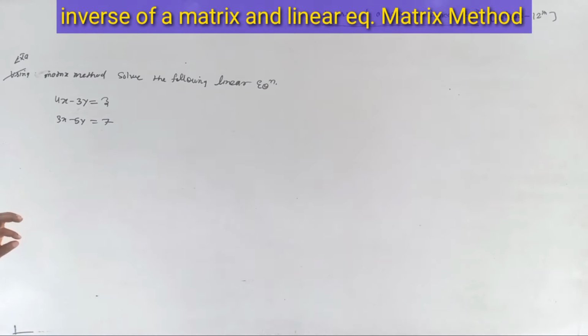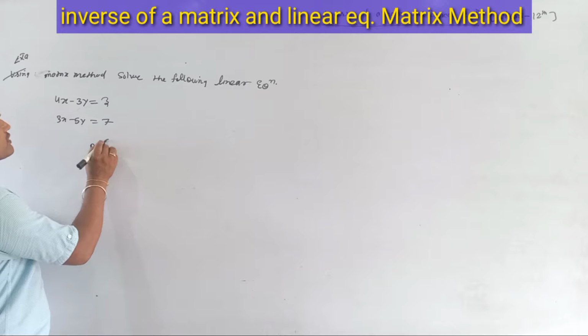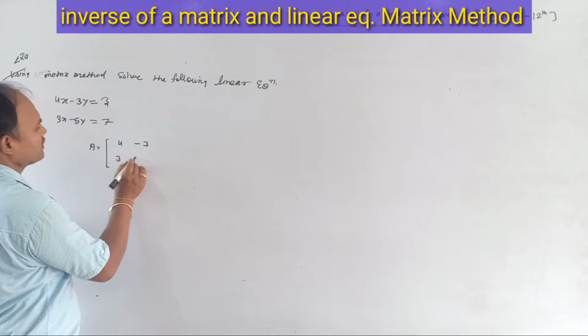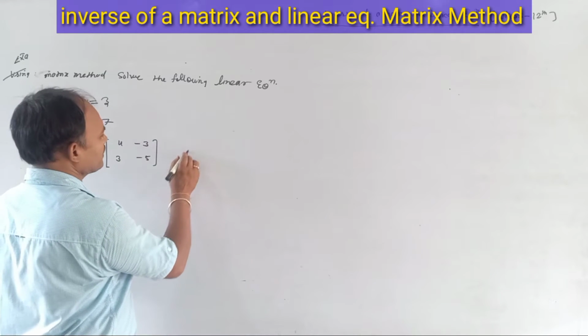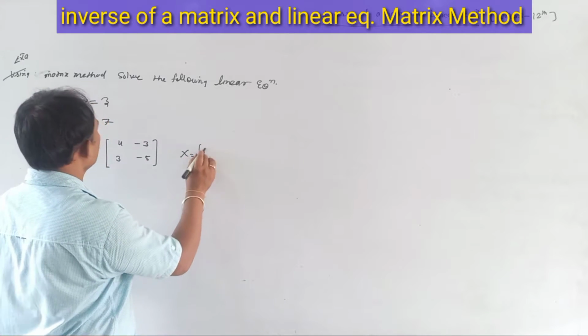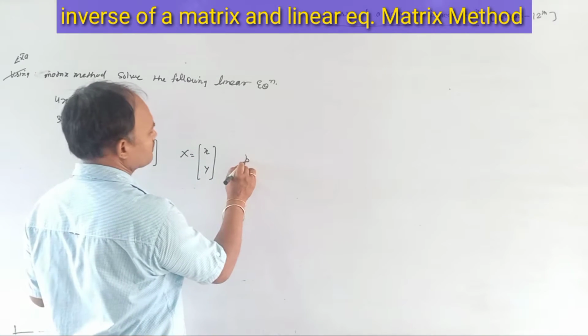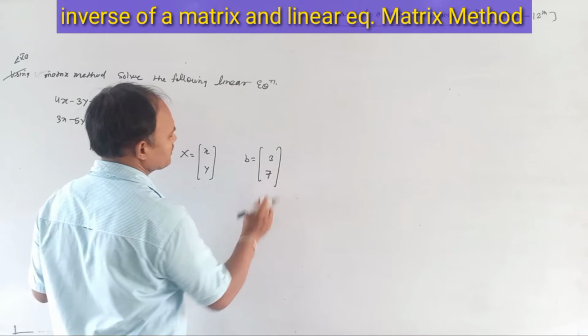Okay, so what about here? A is the matrix with rows 4, minus 3 and 3, minus 5. X is x and y, and B is 3 and 7. Okay students, is this clear?